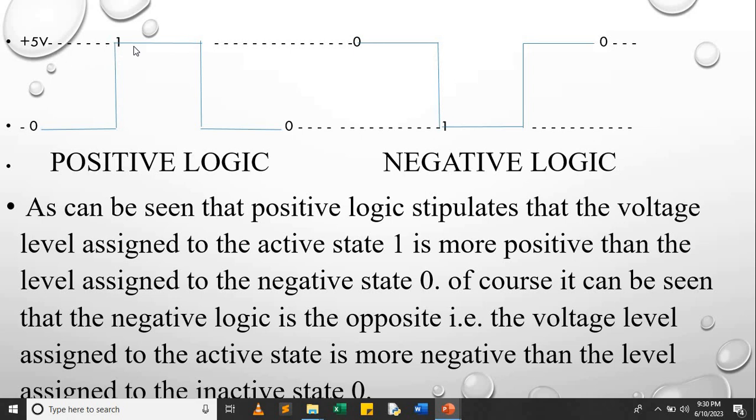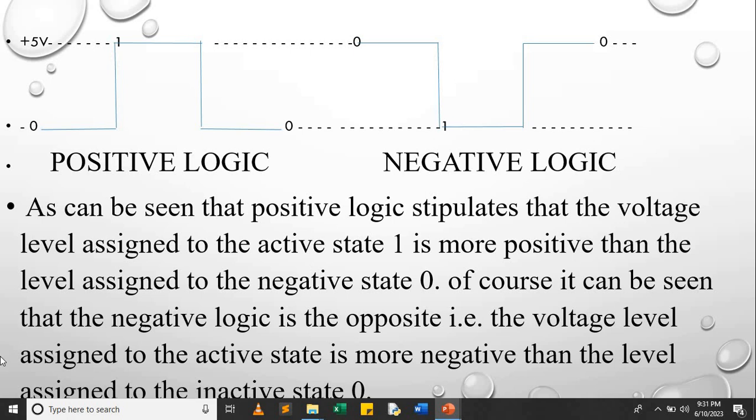Positive 5, it is a 1. Here we have a 0, which is 0 volts. So it is state 0. Positive 5 volts, it is on a logic state of 1. This is the positive logic. It goes from 0 to 5, and then back to 1. This one goes from 0 down to 1, then down to 0, meaning it is an inverted state. This is the negative logic, when you have negative 5 volts.